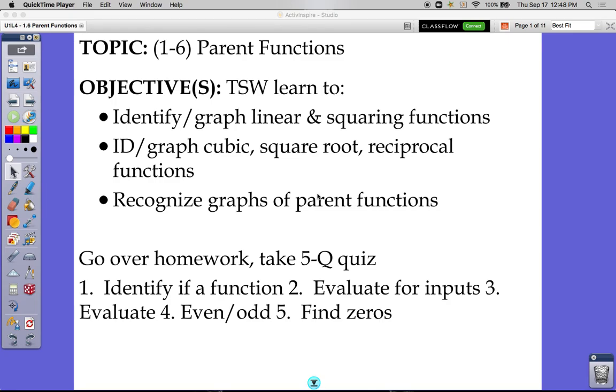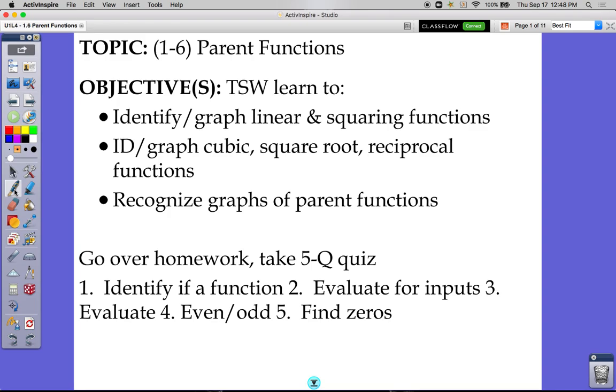Alright, so in this section we're going to be talking about parent functions. We're going to learn and identify some of the common graphs that we often run into. There is going to be a quiz at the end of this week. There's your guide as to the things that are going to be on that quiz, so be on the lookout for that.